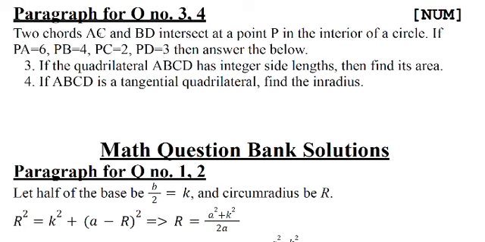So now since you have AC as 1 chord, PA into PC is supposed to be constant for any chord that passes through that specific point. So since BD and AC pass through the same point P, we get PA into PC is equal to PB into PD. That's basically what power of a point says. Now if the quadrilateral ABCD has integer side lengths, find its area. That's one question. And if it is tangential, then find its inradius.